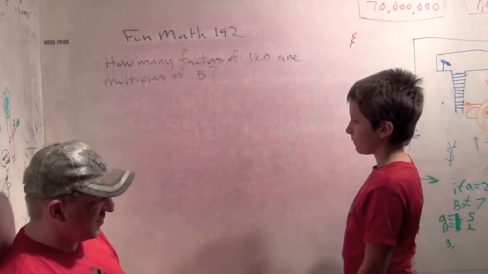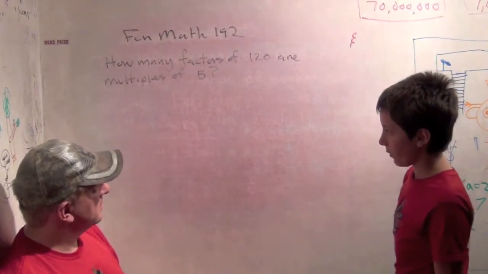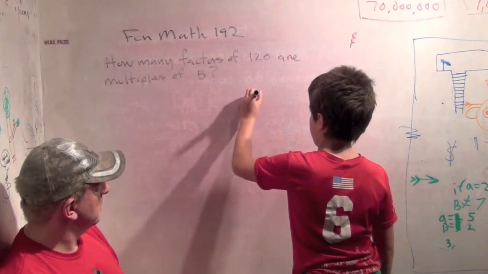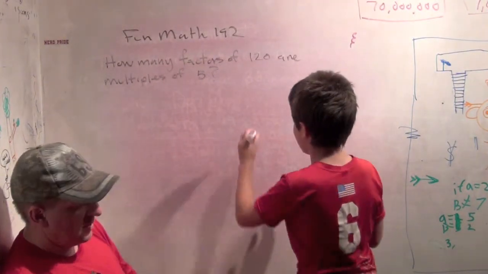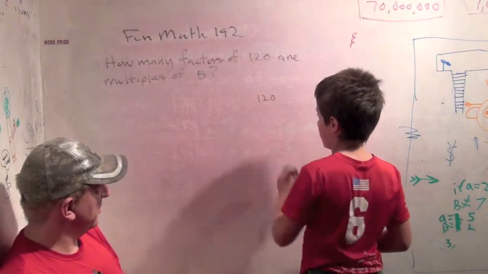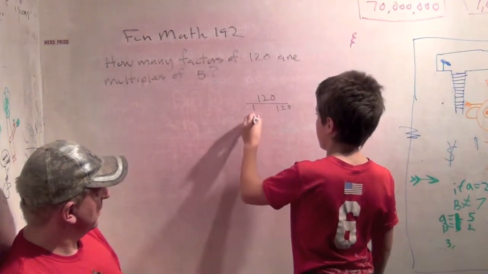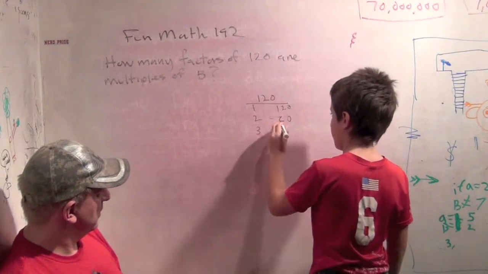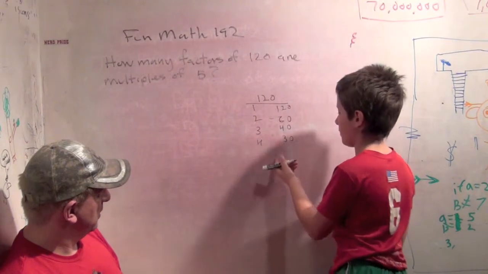Okay, so what does it mean to be a positive factor? It means that you go into 120 a number of times. So you've got 120. We can go 1 and 120, 2 and 60, 3 and 40, 4 and 30, and there's going to be a lot more.